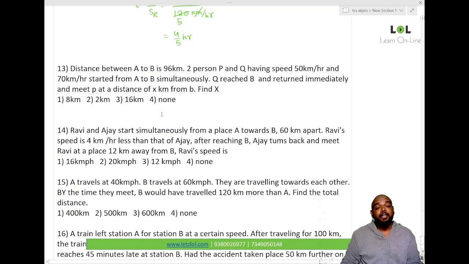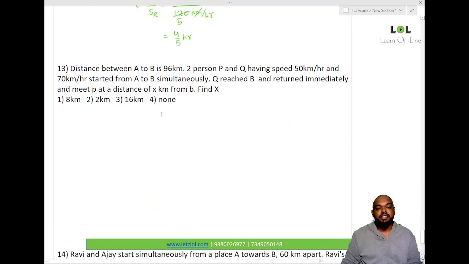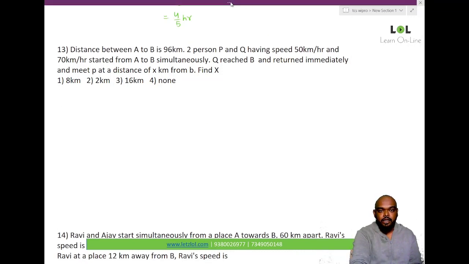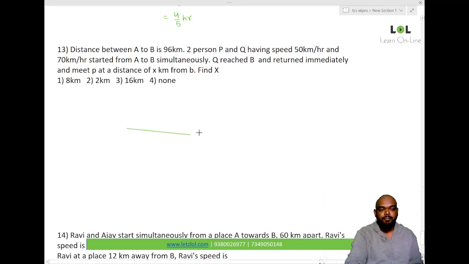Now let me take you to a slightly advanced level of the same question. Now observe. Distance between A and B is 96 kilometers. A similar question absolutely. Distance between points A and B is 96 kilometers. Now, two persons P and Q.